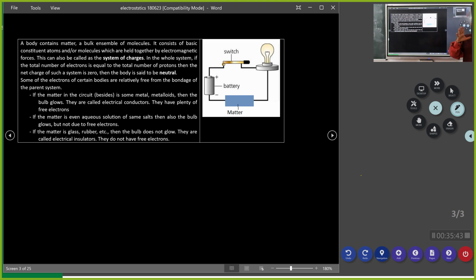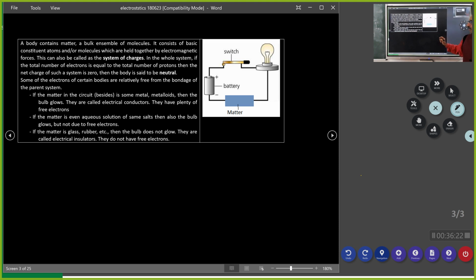Now we have to use the right concept to understand the science. As far as this matter is concerned, it consists of atoms and molecules and all. But from the point of view of electricity, it is a system of charges for us. So if the matter in the circuit is some metal or metalloid, metalloids meaning in between metals and non-metals, then the bulb glows.